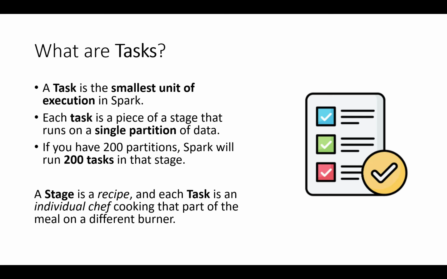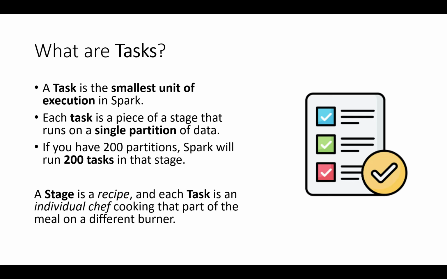Task is something which is a piece of the stage because the stage can have multiple tasks, and this runs on a single partition of data. If you have 200 partitions, Spark will try to create 200 tasks so that you are operating on a particular partition of data in that task. All this is done to make sure that we are not taking data here and there in the cluster.